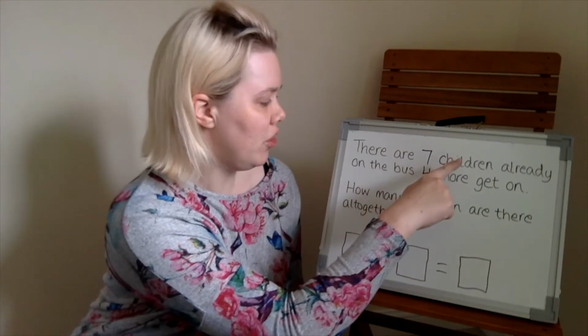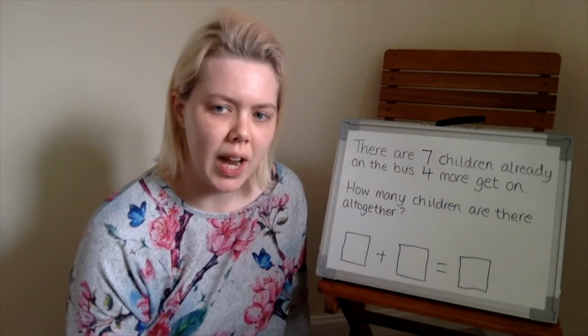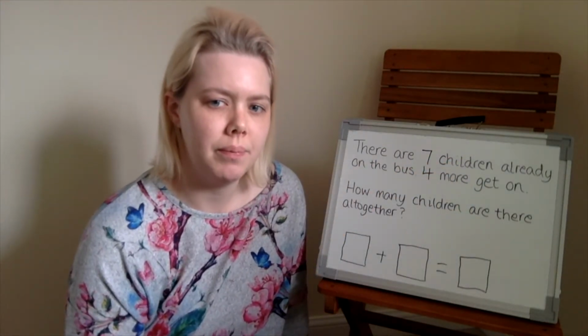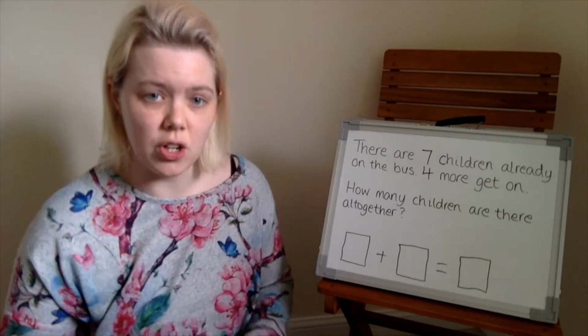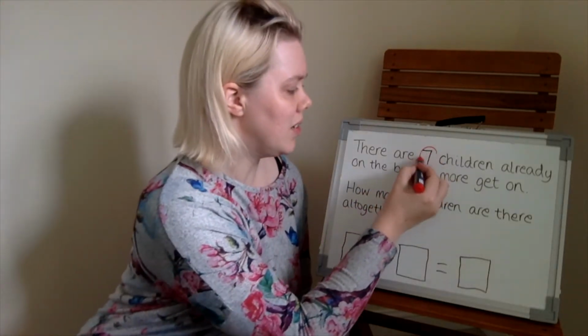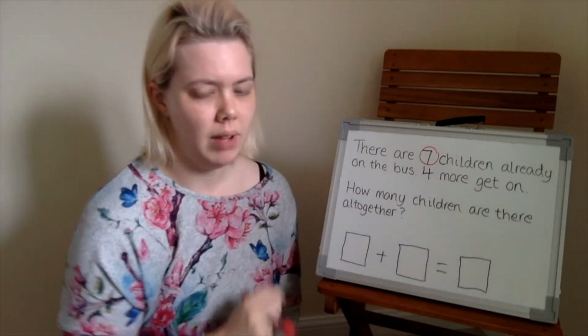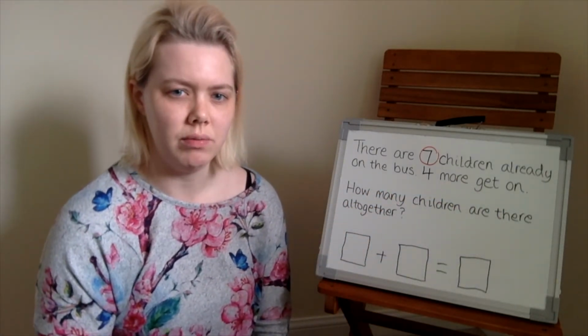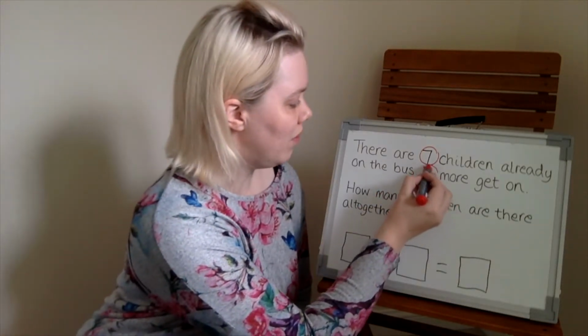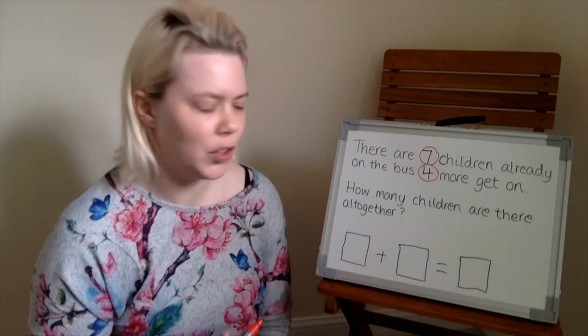There are 7 children already on the bus. How many children are on the bus? Well done, there are 7. So I'm going to circle the number 7. 4 more get on. How many more children get on? 4. Well done. I'm going to circle the number 4.